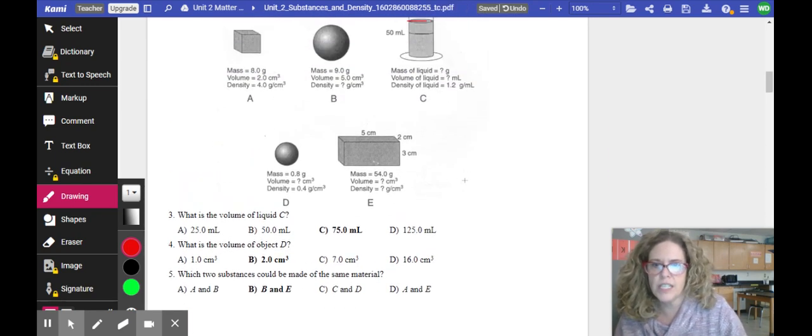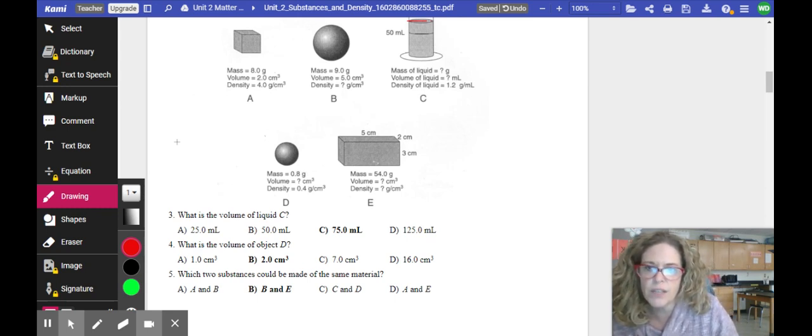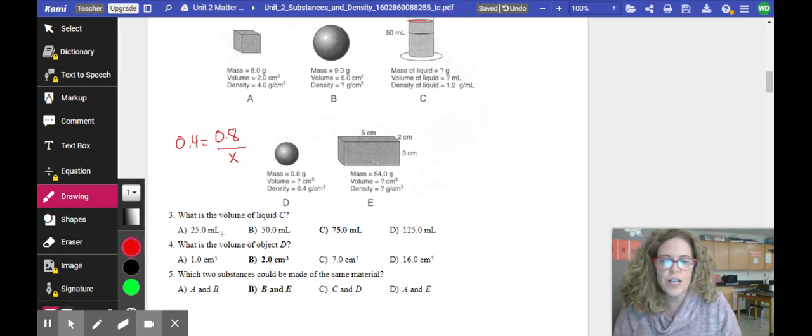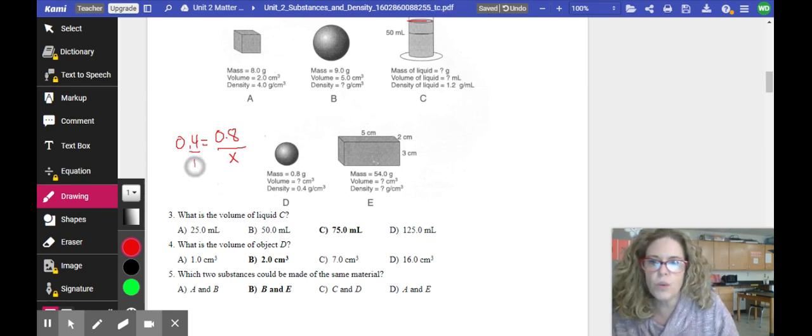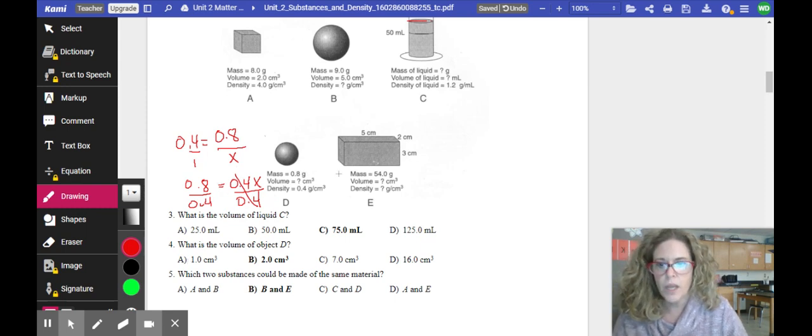What is the volume of object D? So we're going to go down over here to object D, and we need to know what the volume is, and we're given the density and the mass. So density equals mass over volume. So our density is 0.4, and our mass is 0.8, and we're looking for our volume, so we'll call that X. And so what are my favorite types of math to do? Crisscross applesauce, cross multiply. Put that over 1, and then you cross multiply. So 0.8 equals 0.4 times X, divide both sides by 0.4, and you've got yourself your answer. So that is the answer for the volume of object D.